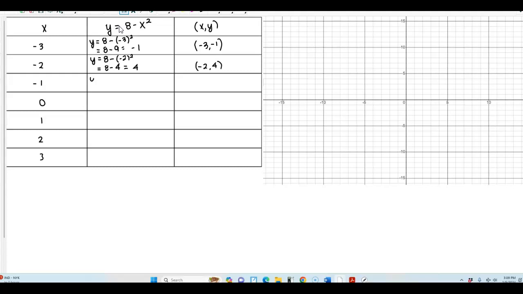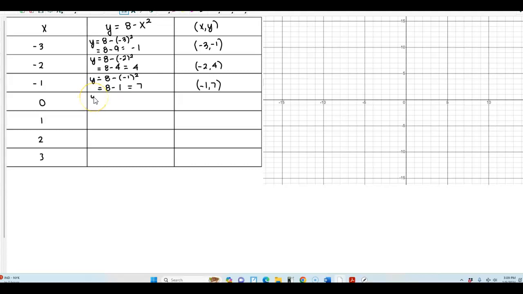Okay, next we're going to plug in the value of negative 1. So this is going to be 8 minus negative 1 squared. So we're going to bring down the 8 and the minus sign, and then negative 1 times negative 1 is positive 1, and 8 minus 1 is positive 7, so we have negative 1 comma 7.